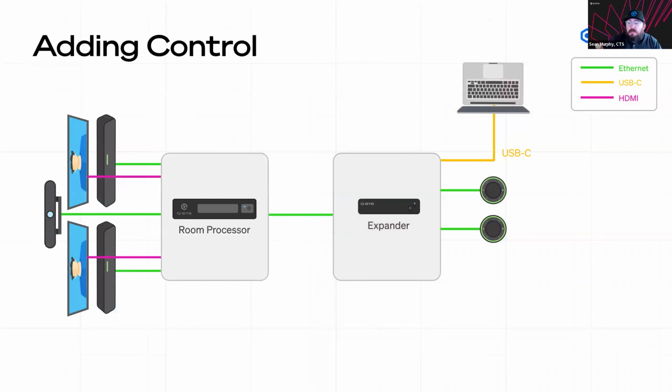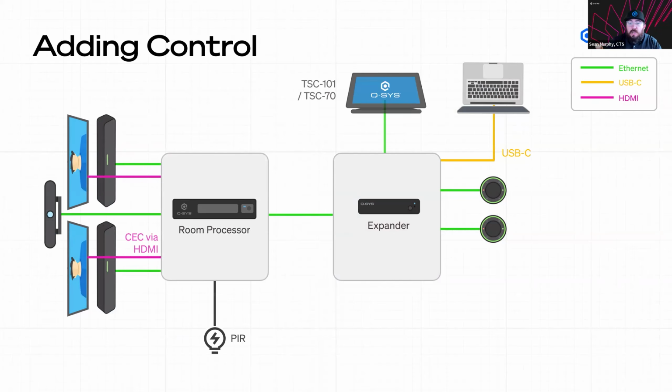All right, so let's add control. We'll add our TSC at the table for controlling the room, and maybe we added an occupancy sensor to help automate the room's power, and we're done. That's a basic, 7-person conference room using RoomSuite. We still have that one category cable connection between the processor and the expander. This system is ready to go.